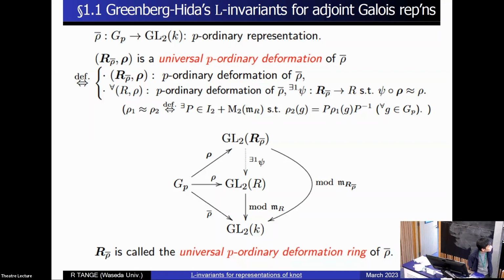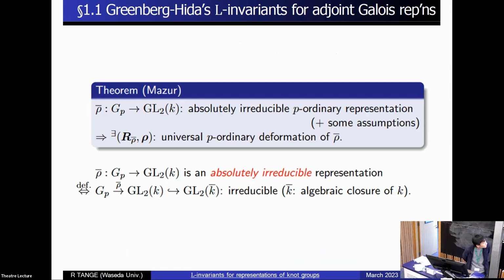This diagram is a summary of universal deformation. And we call this ring the universal p-ordinary deformation ring of rho bar. The existence of the universal p-ordinary deformation of rho bar is known by Mazur, if rho bar is absolutely irreducible, namely rho bar extended to K bar, where K bar is the algebraic closure of K, is irreducible, and with some assumptions, we can say that there always exists a universal p-ordinary deformation.